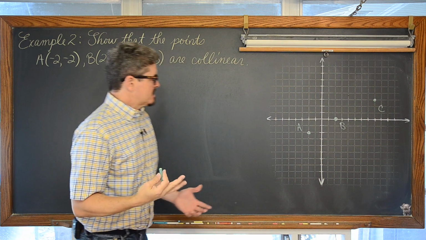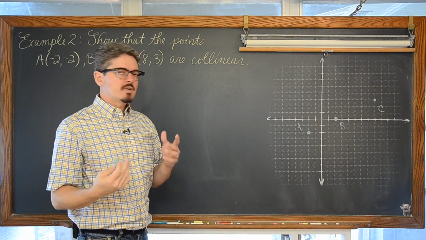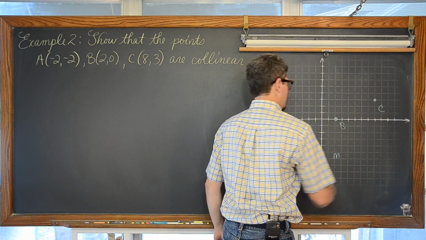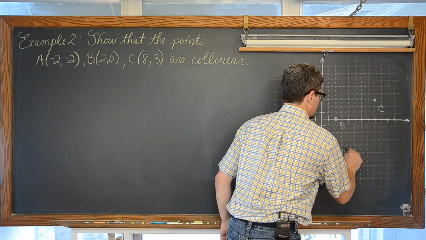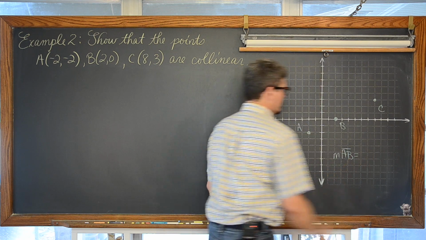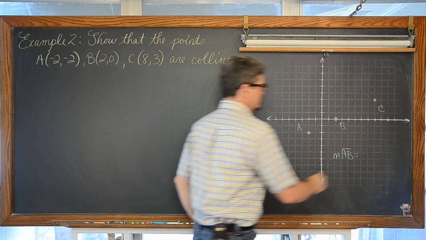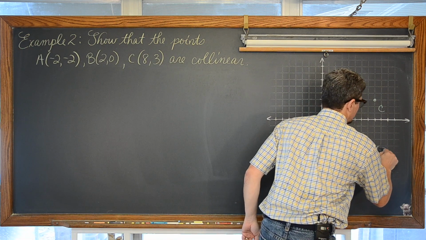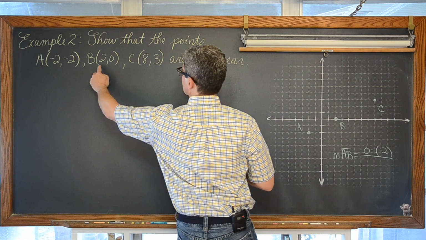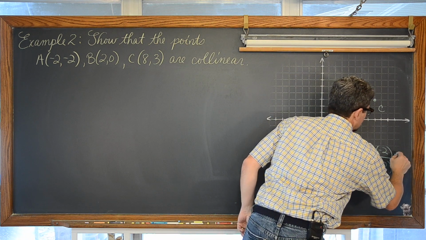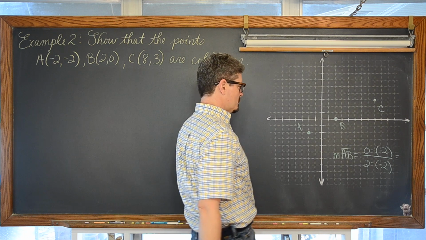You know, doing a quick sketch here, we could check out the slope from A to B, the slope of that line segment, which is going to be 0 minus -2 over 2 minus -2, which of course is going to give us what? 1/2.